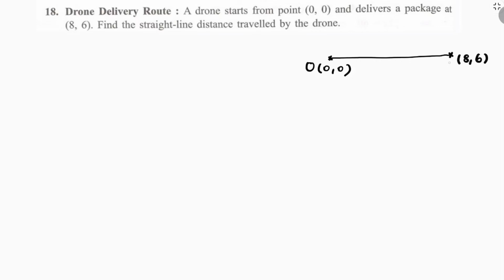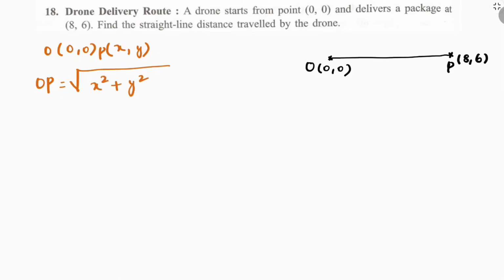So find the distance. I'll consider the point where it delivers as P, 8, 6. So I need to find the OP distance. Here, if one point is the origin and the other point is x, y, then the distance between the origin and the point is under root x square plus y square. So directly you can use this formula.